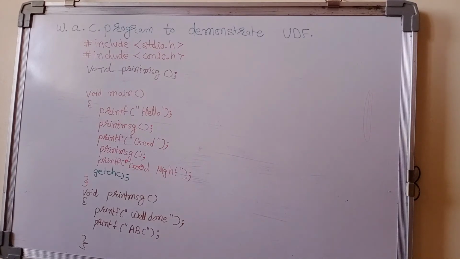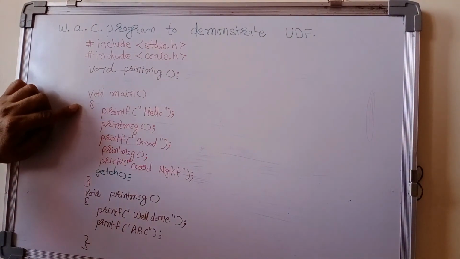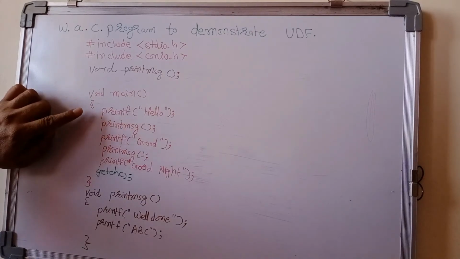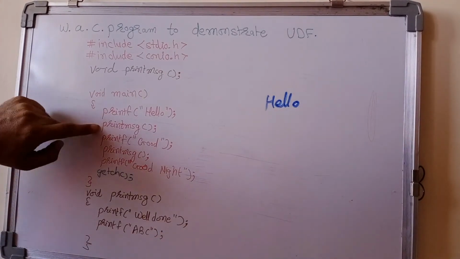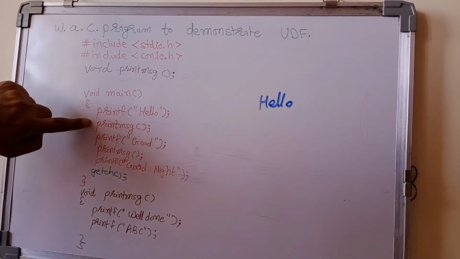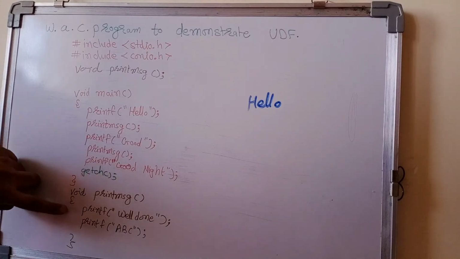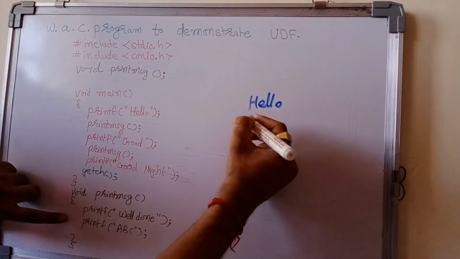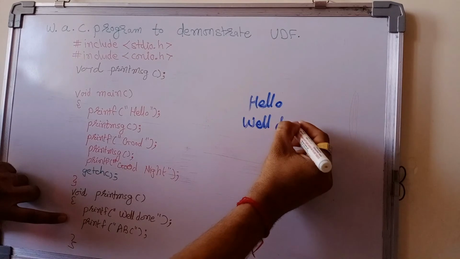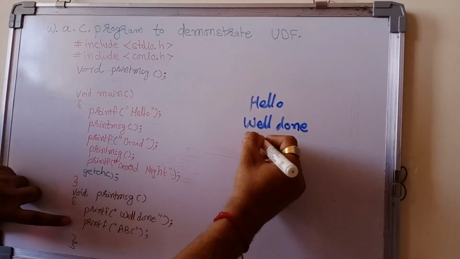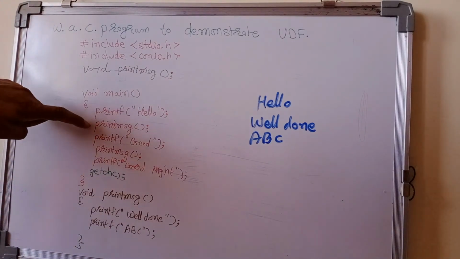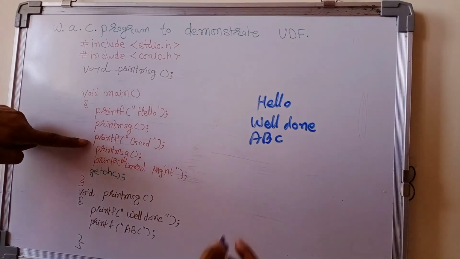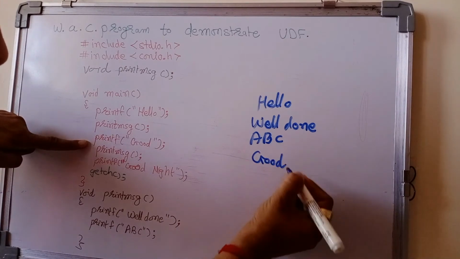Now let's see what will be the output of our program. As I said, our program's execution will start from void main itself. So first line will print hello. After hello, we have used function call. So from here, program's execution will jump to our user defined function and it will print well done. Then ABC. Once the body is over, it will jump back to the calling function and from there program's execution will go on. So here it will now print good.